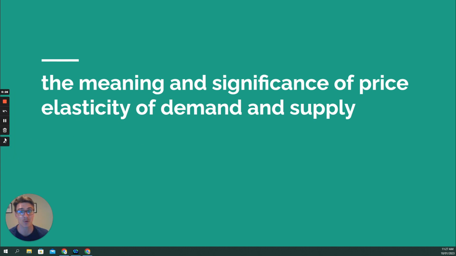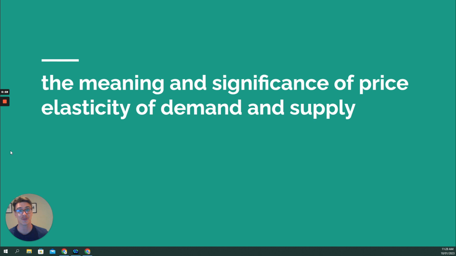Now, up until this point, we've been thinking about the demand and supply curve, which is the relationship between price and quantity. And what we've been assuming is that a change in price will lead to an equal change, in this case it's demand, so decrease in quantity demanded. And that's the same for supply. Now, what that technically is called is unit elasticity. So a percentage change in price will lead to an equal percentage change in quantity demanded or quantity supplied.